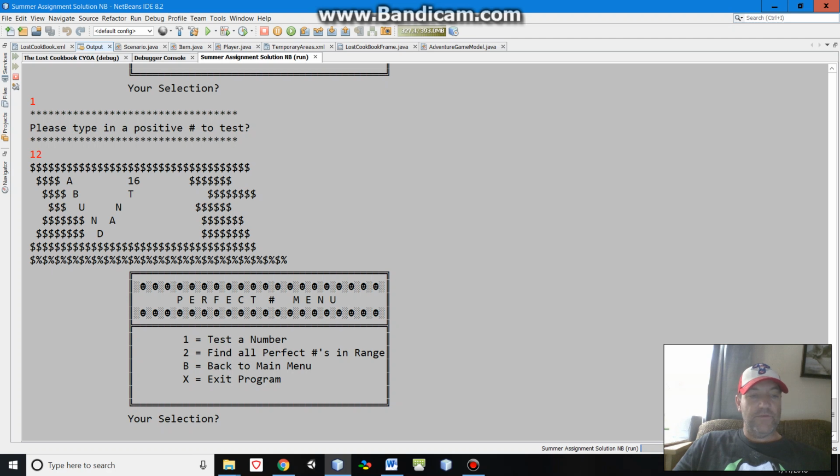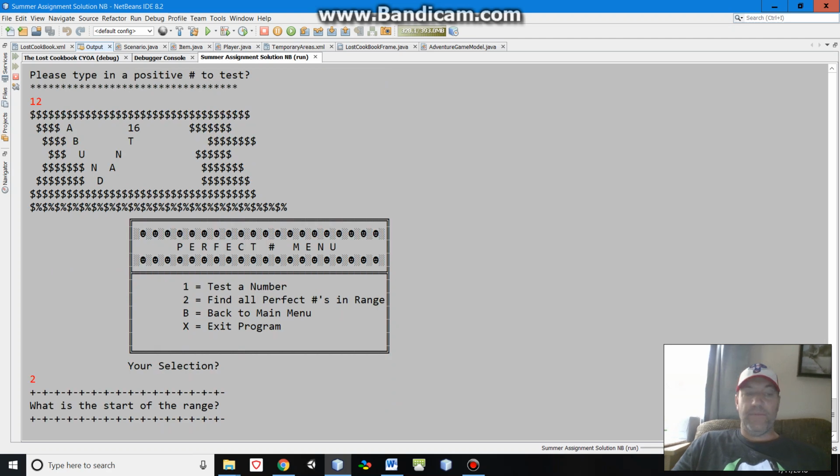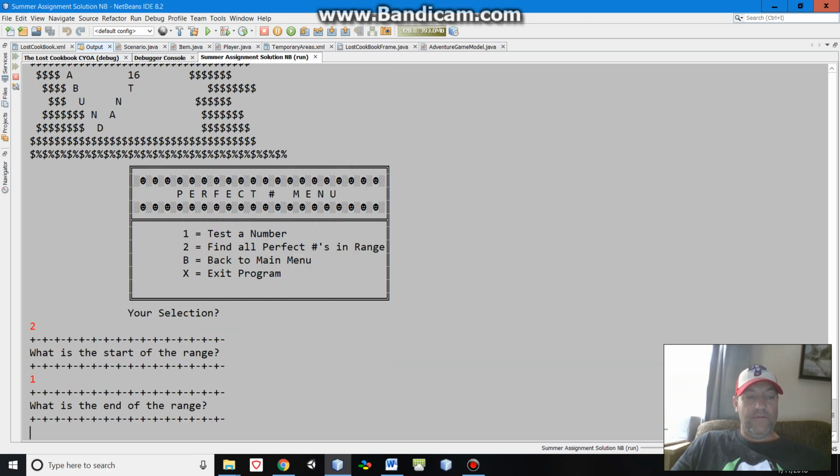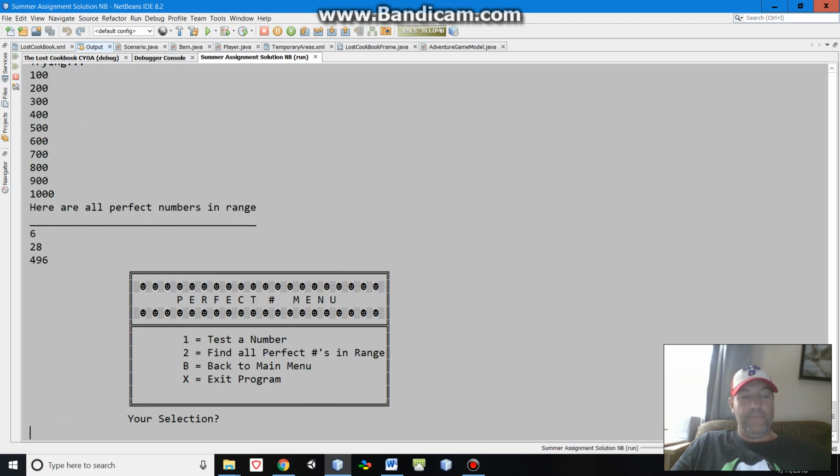Find all perfect numbers in a range. Careful with this. My laptop hung up a lot. Really hung up a lot. Oh, cool. 6, 28, and 496 are in the range from 1 to 1,000. But again, as you get bigger, this thing can bring your program to a halt.